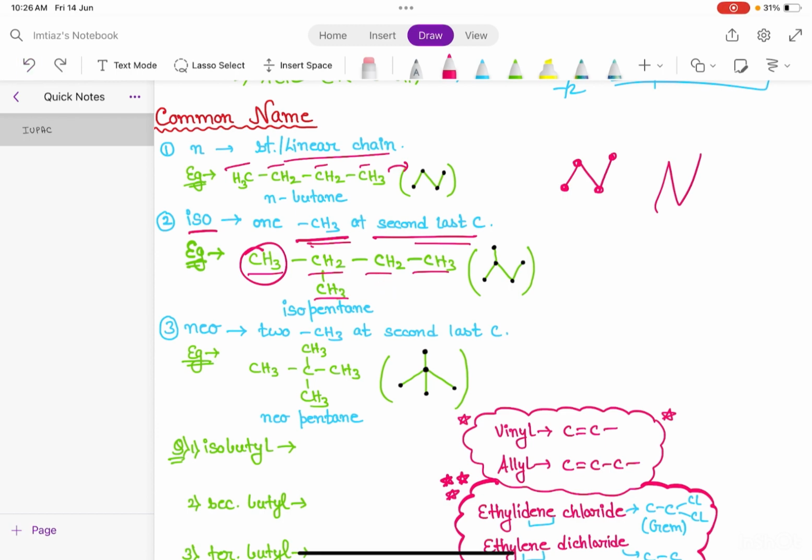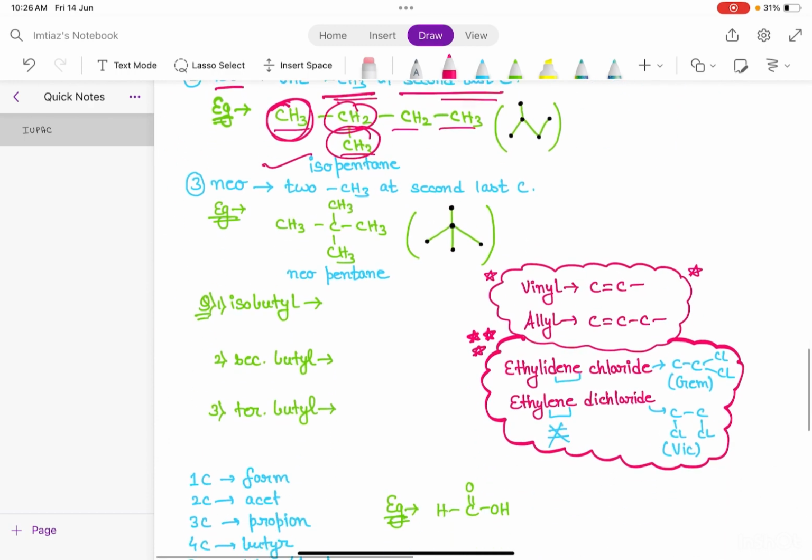But if it's radical, we'll discuss about radical. So in that case that matters. But here this is the last carbon, the second last carbon, one CH3 in the second last carbon, that is iso. So it will be known as isopentane. Let us see the example of isobutyl.